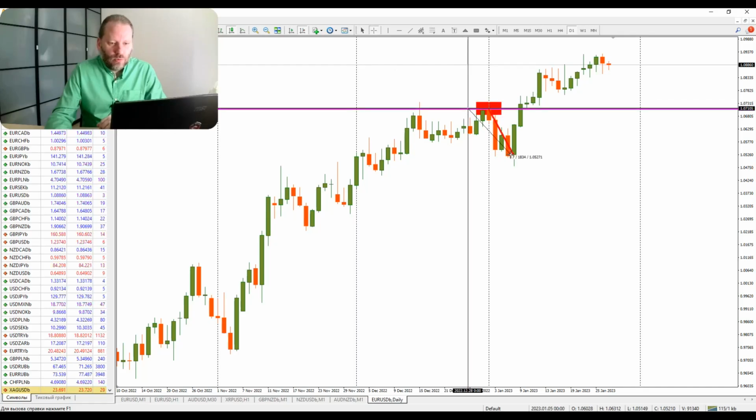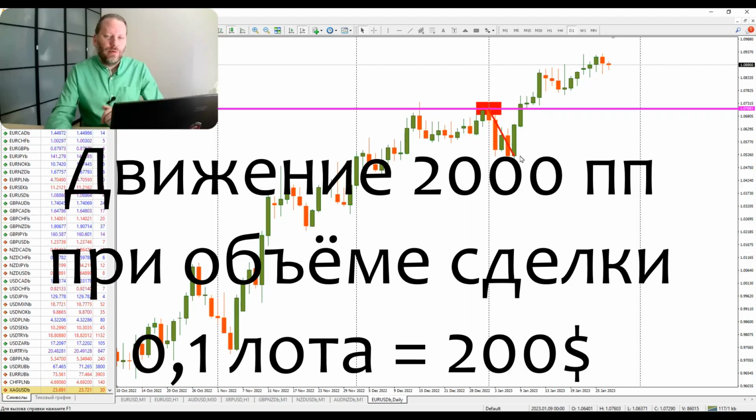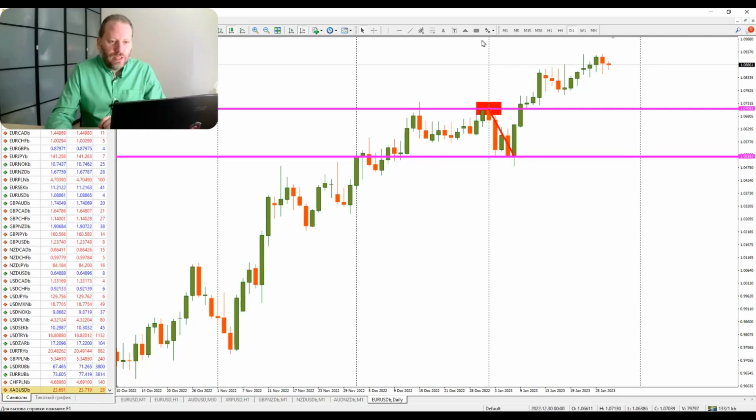So I bought, but the price went against me. The price went down and went through, let's say, 2,000 pips. Let's measure it. At this level, it's about 2,000 pips. 2,000 pips of drawdown against my 10,000 euro position means a $200 drawdown. Let's say we are now at this point. I'm going to put a square on it.